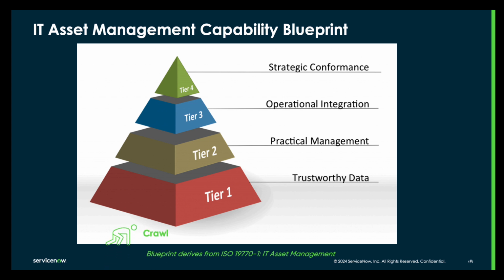Today, however, we're going to be focusing on the crawl stage in the HAM maturity assessment, and that's going to be in tier one. So we're going to start focusing on tier one, trustworthy data. In later sessions, we'll cover the other maturity stages, both walk and run. But today we're going to focus on that crawl.